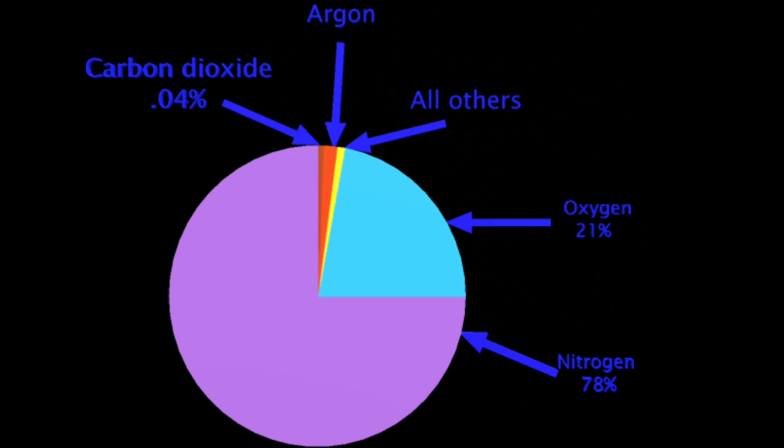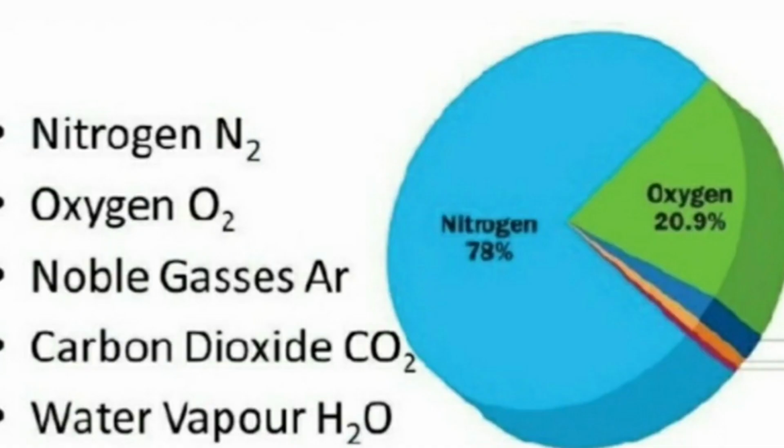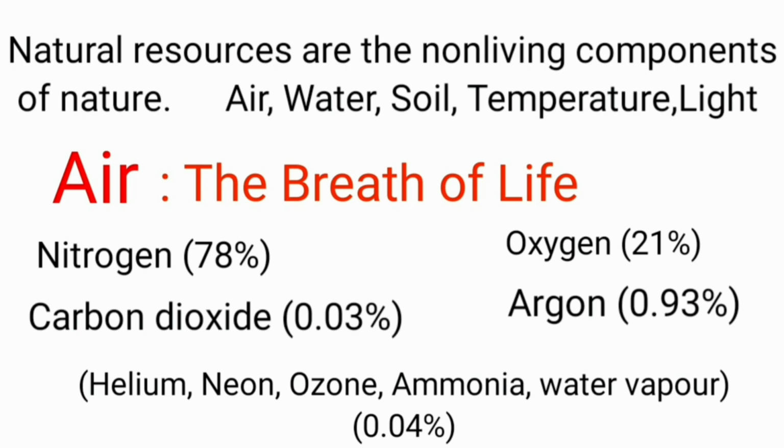Then what is the composition of these gases? The composition of gases in the atmosphere on earth is nitrogen 78%, oxygen 20.95%, that is 21%, carbon dioxide 0.03%, argon 0.93%, and helium, neon, ozone, ammonia all constitute 0.04%. Among these, helium, argon, and neon are noble gases. Noble gases means they don't react with anything.